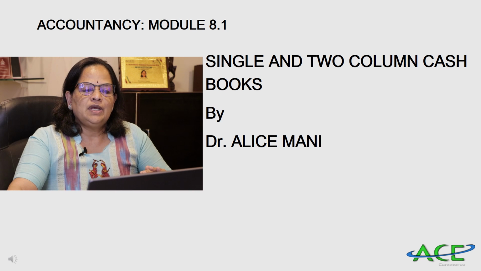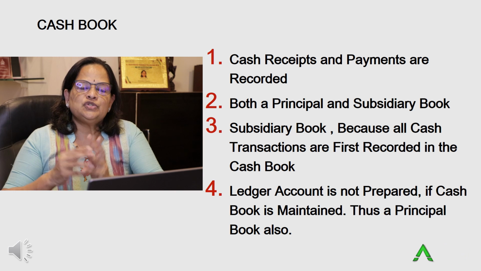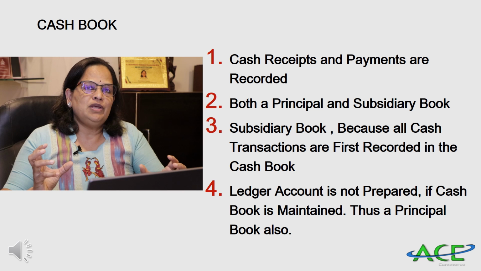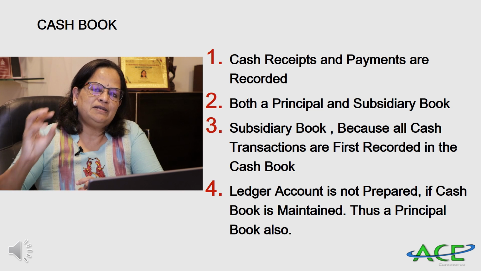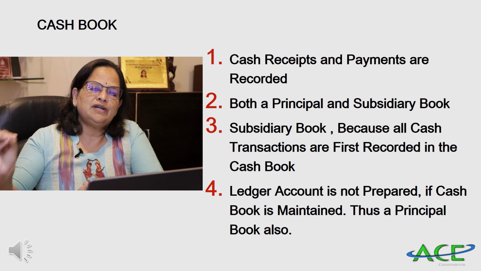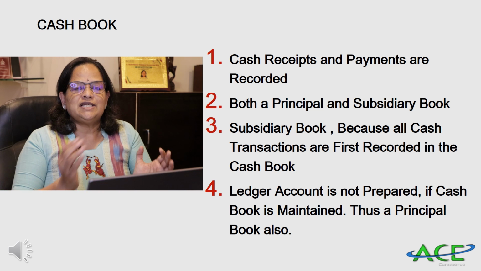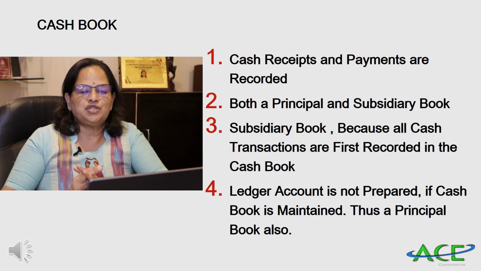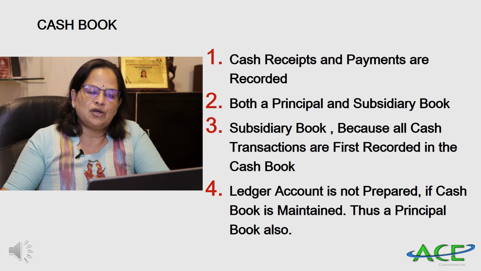I'll explain what is single column cash book. What do you mean by cash book? You have to remember that when we learned journal, we learned that it's very voluminous, so we have divided it into subsidiary books. All the credit purchases, credit sales, purchase returns, sales returns, everything we are recording in the subsidiary books. Now cash transactions also we are separating and recording in the cash book. So cash book is a book where cash receipts and payments are recorded.